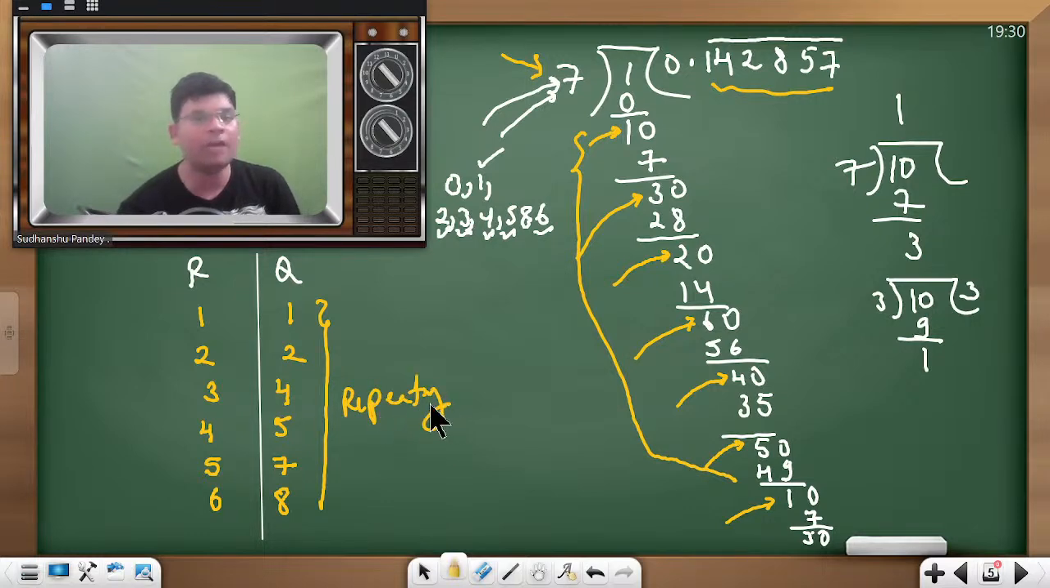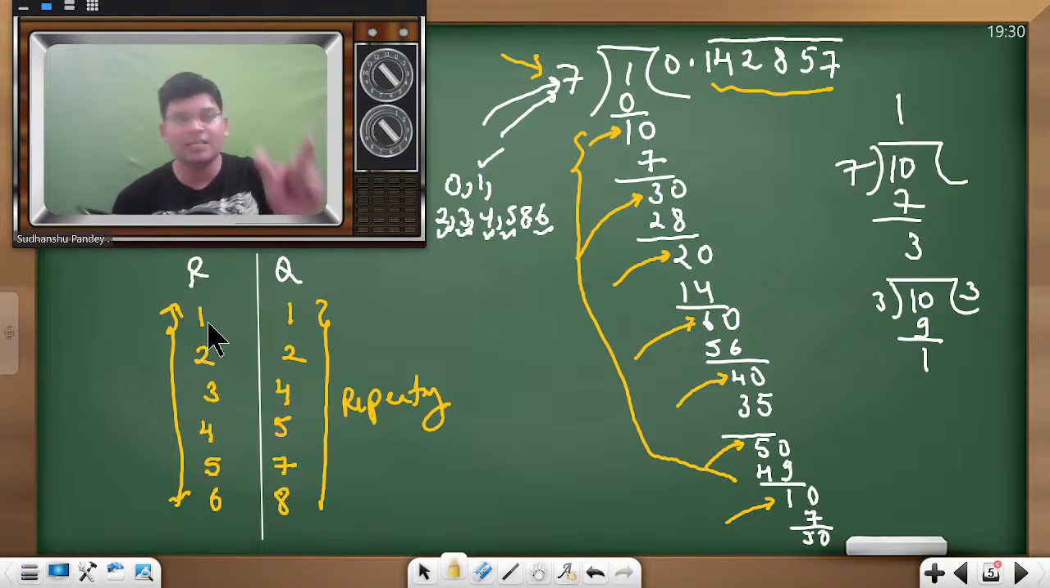Why it will keep on repeating? Because the remainders keep on repeating. Since the remainders keep on repeating, quotient will also keep on repeating, and then we will say that these numbers are repeating decimals. They are rational numbers only, but the denominator is not of the form 2 to the power m into 5 to the power n. अगर वो 2 to the power m into 5 to the power n होता तो टर्मिनेटिंग होता. अगर ऐसा नहीं है then it is repeating. समझ में आ रहा है यहाँ तक सबको?